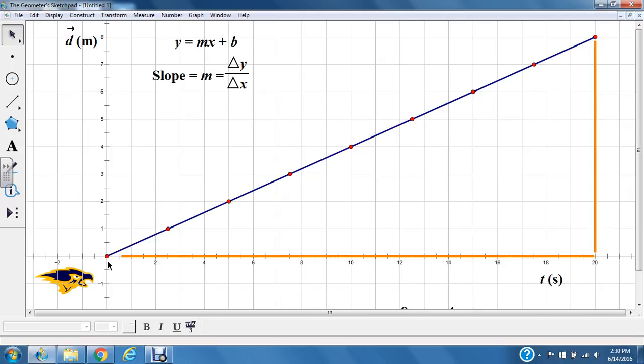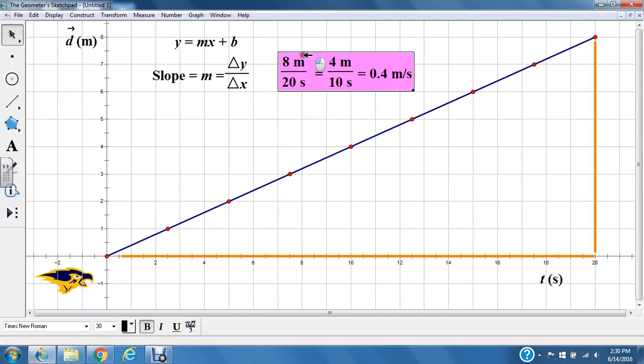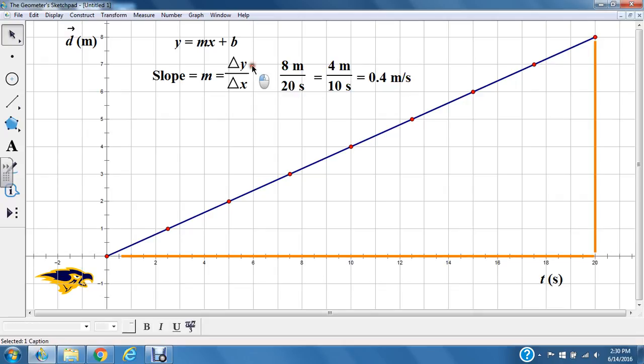And then on the x-axis, it looks like it's a change of 20 seconds. It's a width of 20 seconds on this triangle formed by the line and the axes. And so for the calculation, I would write it like this. The change in y is equal to 8 meters and the change in x is equal to 20 seconds. And that reduces to 4 meters divided by 10 seconds. And then after that, we want to convert that to its decimal form, 0.4. And the units are meters per second.